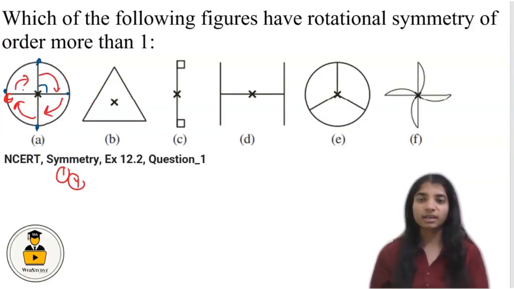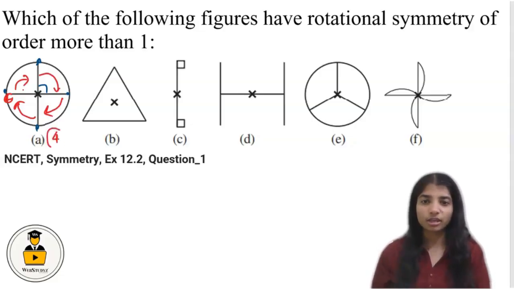So it completed one complete round of 360 degrees in order to move into its initial position. So this figure takes 4 rounds. So we can say that this figure has a rotational symmetry of order 4. Now we are considering this part. This is basically the median or center is given.